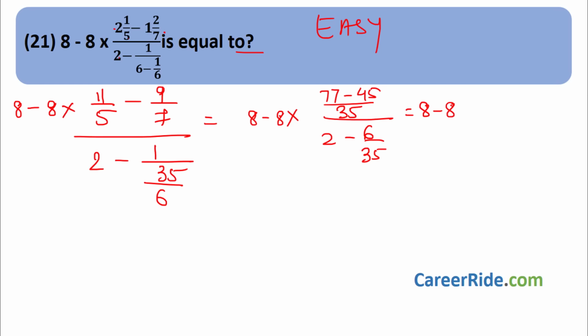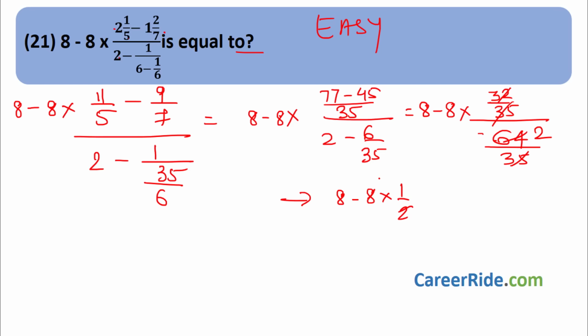8 minus 8 multiplied by, LCM is 35, 11 7s are 77, 9 5s are 45, so 32 upon 35, divided by 2 minus 6 upon 35. Here the LCM is 35. 35 2s are 70 minus 6 is 64. This 35 gets cancelled. 32 into 2. Okay, so you will have over here 8 minus 8 into 1 upon 2. This is 4. Answer is 4.